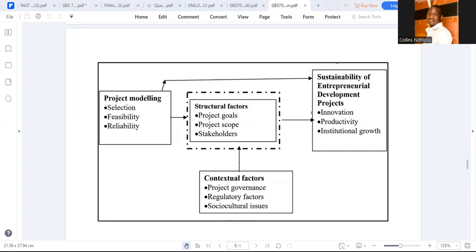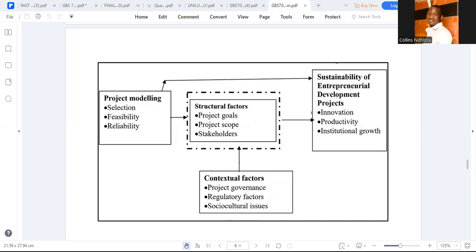A construct, I said, is an abstract concept or idea that researchers will use to explain the phenomenon in a study. So here we have the following constructs. We have the project modeling construct, which includes factors like selection, feasibility, and reliability. It represents the planning and designing of the project. We have the structural factors, a construct that includes goals, scope, and stakeholders. It describes how the organizational structure is. Then we also have the contextual factors, a construct that covers governance, regulatory factors, and socioeconomic issues. And finally, we have the sustainability of entrepreneurial development projects. This is the dependent construct that reflects the success and long-term viability of the project. So these are the constructs.